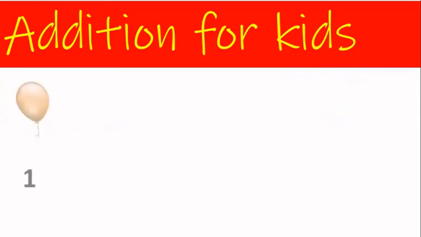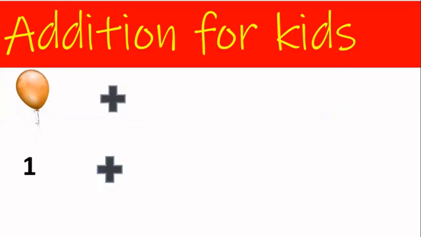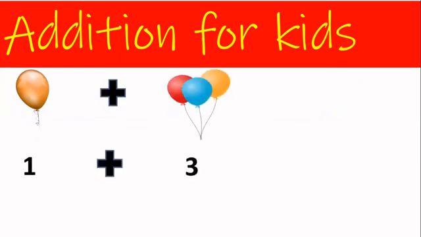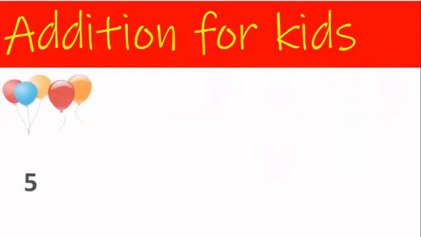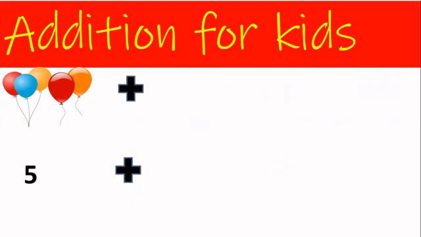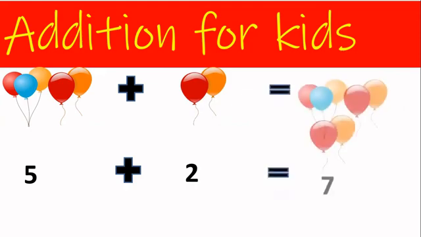So we have 1 plus 3. So 1 plus 3 is equals to 4. So we can see 4 balloons here. Next we have 5 plus 2. So count the number of balloons. 5 plus 2, which gives you 7.